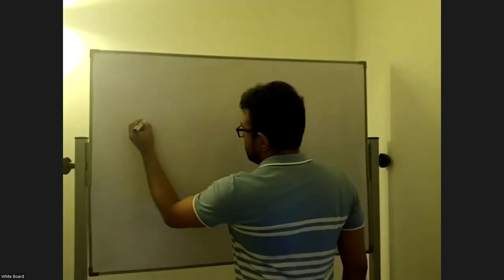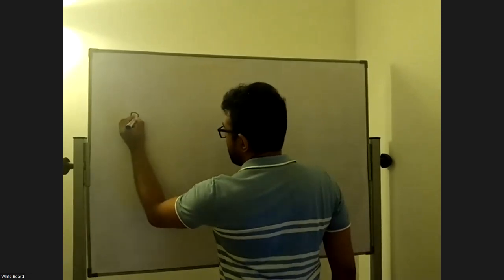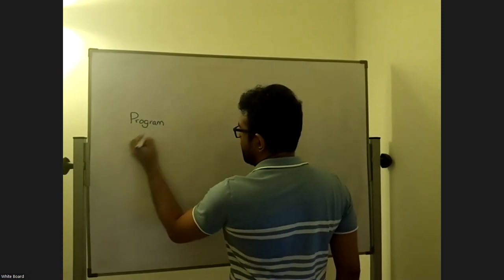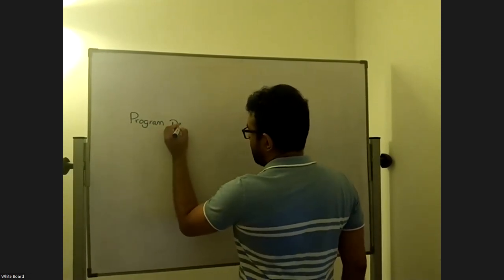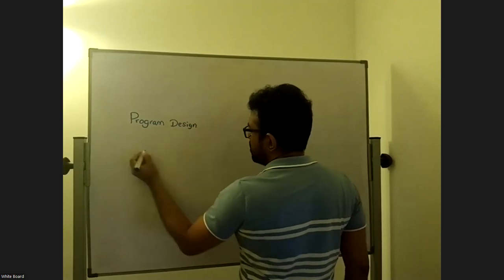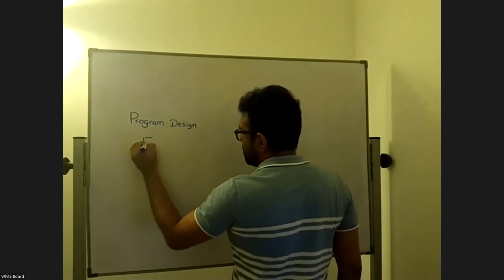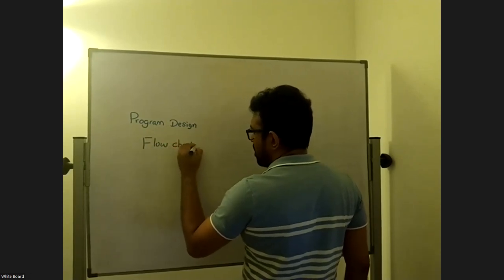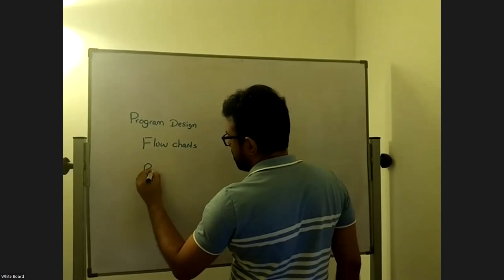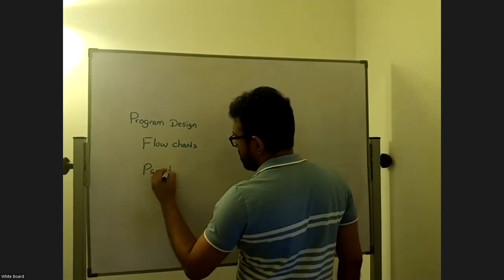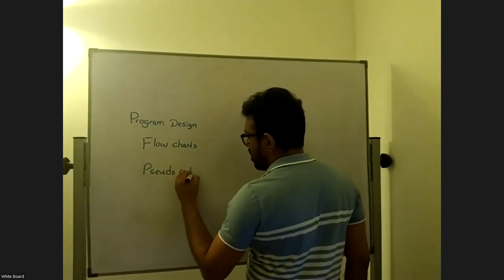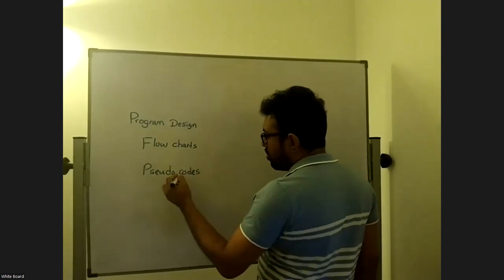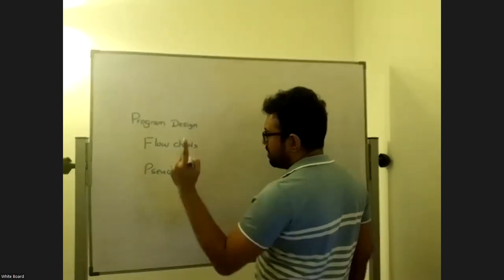So we have developed the program design. Now a program is designed by two things. One is flowcharts, and the other one is pseudo codes. You can use one of them. You don't want to use both of them. දෙකම ඕනේ එකක් පාවිච්චි කරන්න.